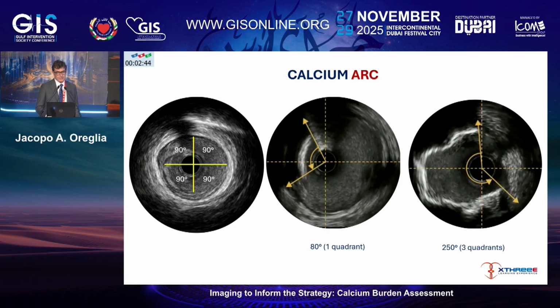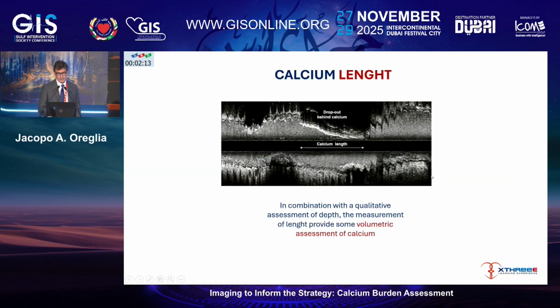Again, we can measure calcium arc. We can divide our artery in 4 quadrants, 90 degrees each, and we can measure the angle of calcification. You see the shadowing here, and this is an 80, more or less 80 degree angle, so it's 1 quadrant. And in this situation, we have a much wider calcium arc, which is 250, 270 degrees, which corresponds to 3 quadrants. And as we said, calcium length can be measured with an automatic pullback very, very precisely.